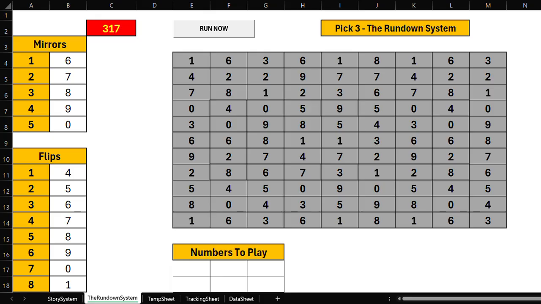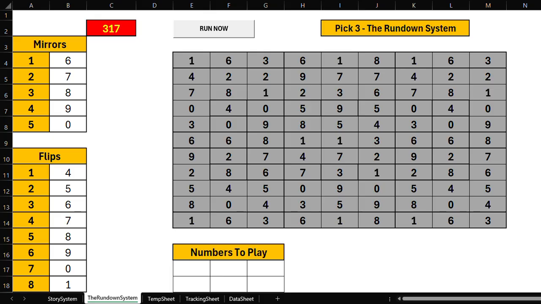All right, so this is a spreadsheet that I have. It's called the Pick 3 Rundown System. I built this to really educate myself from the beginning, because most of the time I would be writing numbers down over and over and over. You might have a notebook full of numbers, trying to understand, oh, this number came here, and how did this number appear? So that's one of the things that we like to show.